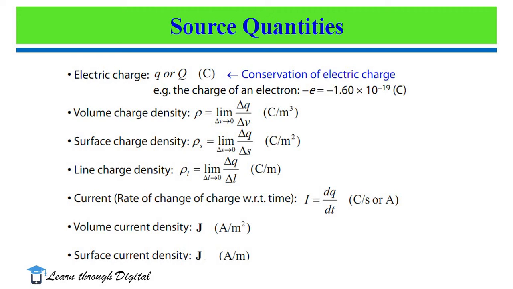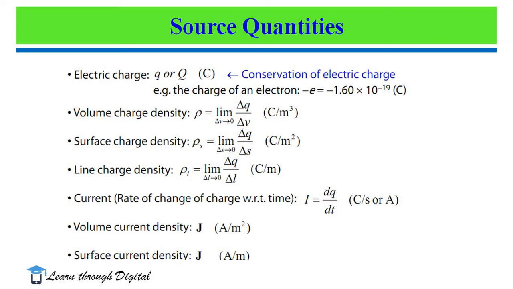In electromagnetics, we define a vector point function, volume current density or simply current density J vector, which measures the amount of current flowing through an area normal to the direction of current flow. Current density is J vector. The unit is ampere per meter square.